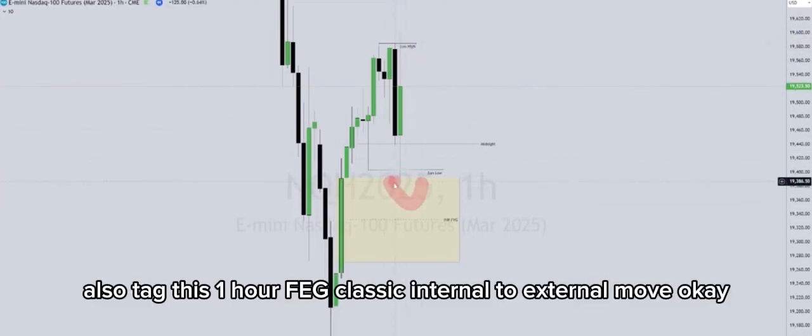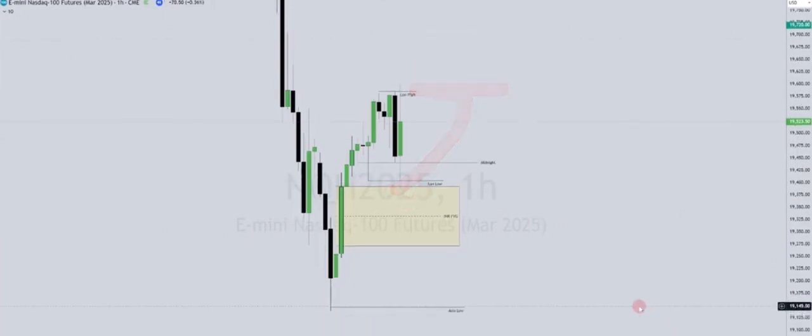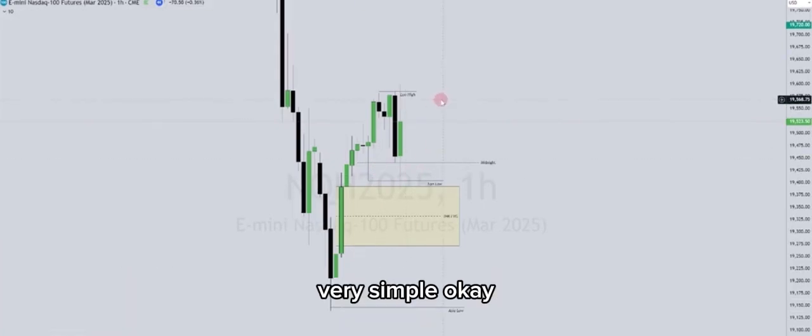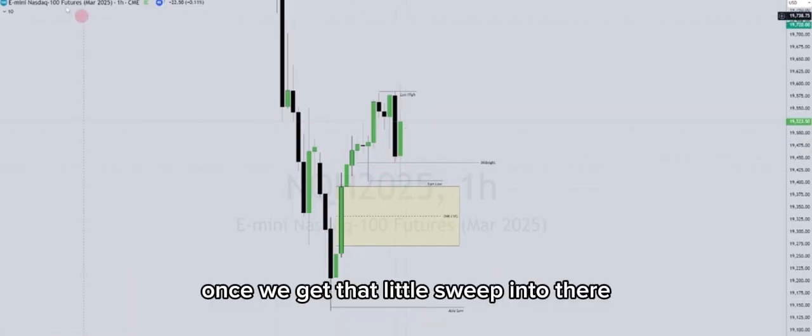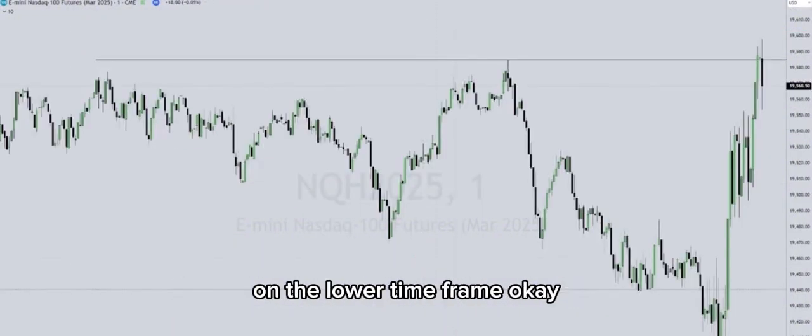Classic internal to external move. Okay, that's how the market moves. And in this example, we're moving from London low to London high. Very simple. Okay, once we get that little sweep into there, I'm starting to get interested in a trade setup on the lower time frame.